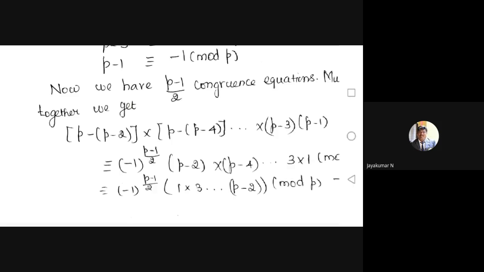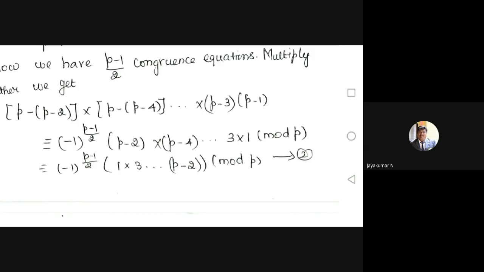So the integers were rearranged as P minus of P minus 2 into P minus of P minus 4 up to P minus 1, which is congruent to minus 1 to the power P minus 1 whole divided by 2 into 1 into 3 into 5 into up to P minus 2 mod p. So this linear congruence is considered equation 2. Now this result will be applied in equation 1. So now substitute equation 2 in equation 1.